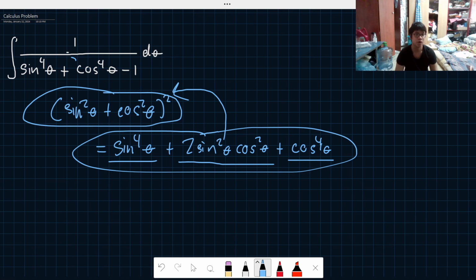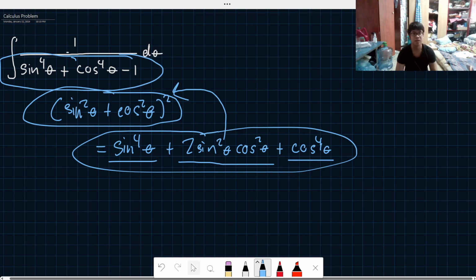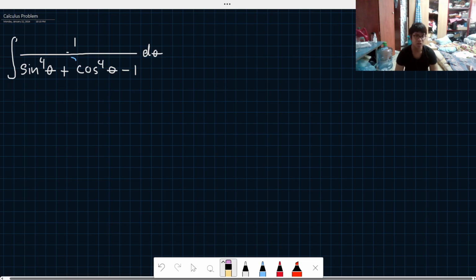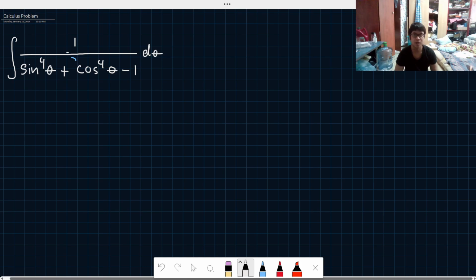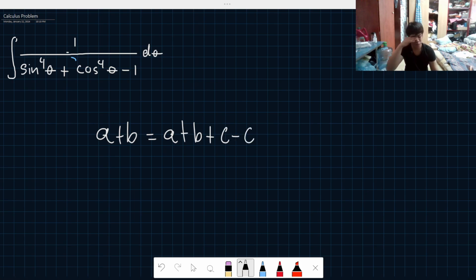How are we going to put 2 sine squared theta cosine squared theta in the denominator? You can simply put 2 sine squared theta cosine squared theta there, but you have to include its negative version as well. Let me give an example so you understand what I mean. I have a simple expression, A plus B, and I want to put C here. I'll have A plus B plus C minus C. Don't just put the term we're looking for, but also its negative version, so that it still satisfies the equation.